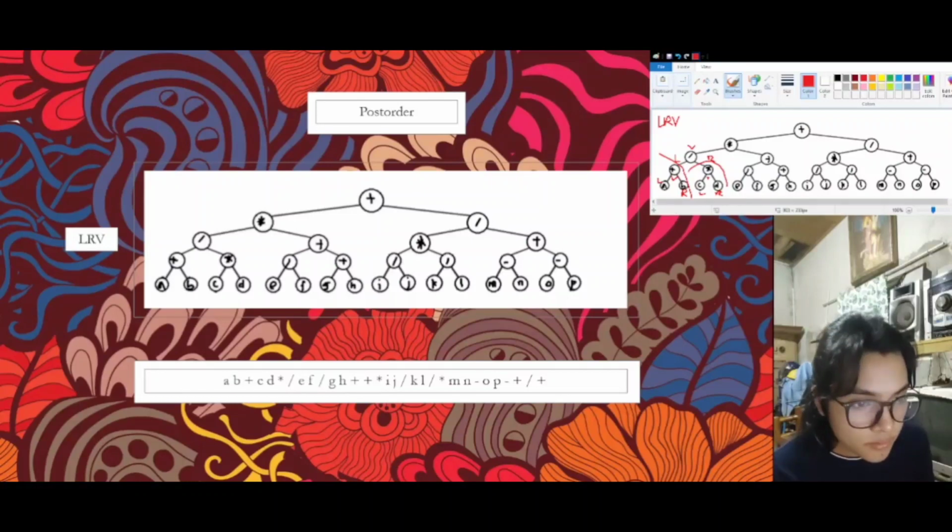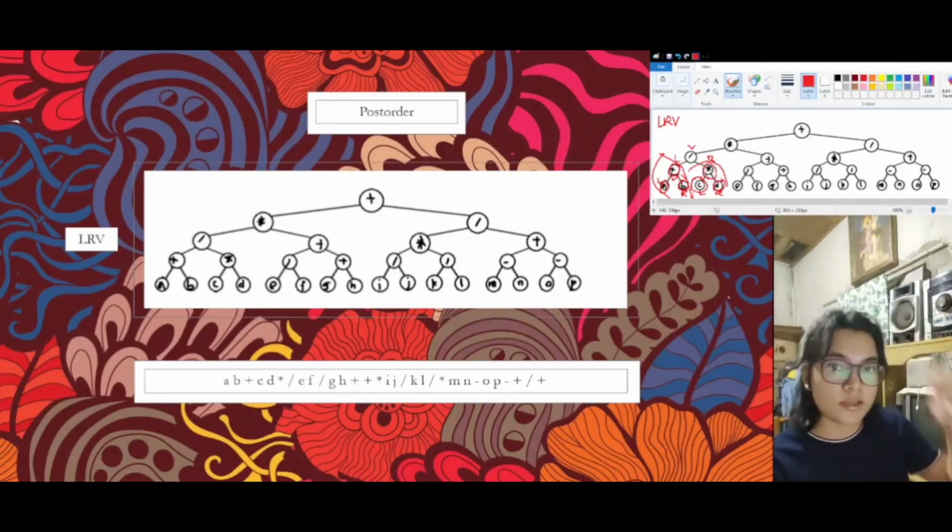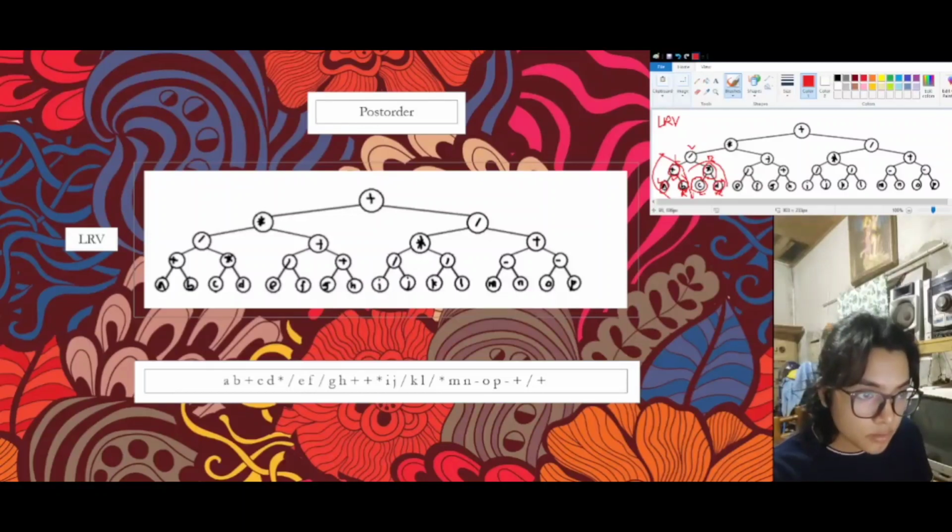So we are now going to proceed to C. Let me circle this first. So since this stuff is done, let's circle it. Let's proceed to the right. And this right has a subtree in which we have to start with the bottom. So let's start with C, then D, then asterisk. Then since L and R is done, we can now consider V. So this is going to be divide. So AB plus CD multiplication sign, then division sign.